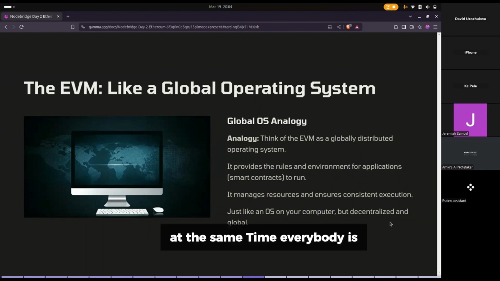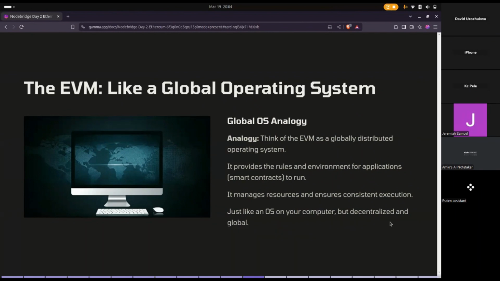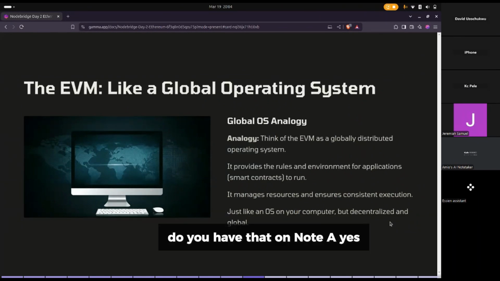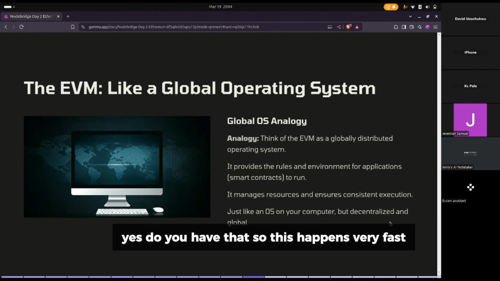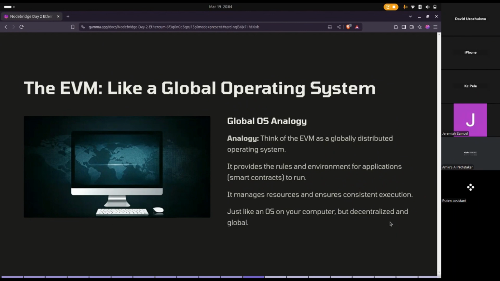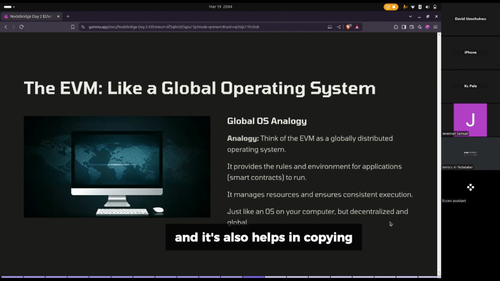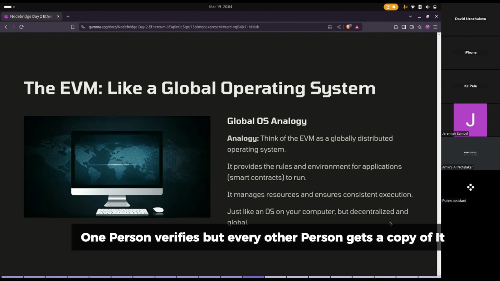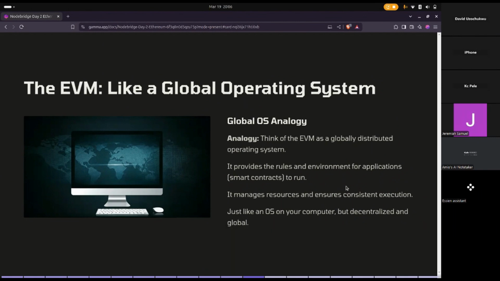Everybody is at the same time. Everybody is contributing. Everybody is trying to verify that Mr. A sent B this. Do you have that on node A? Yes. Do you have that on node B? Yes. Do you have that on node C? Yes. So this happens very fast. And it also helps in copying all what you are doing to the whole blockchain. One person verifies, but every other person gets a copy of it. So that's how it works.